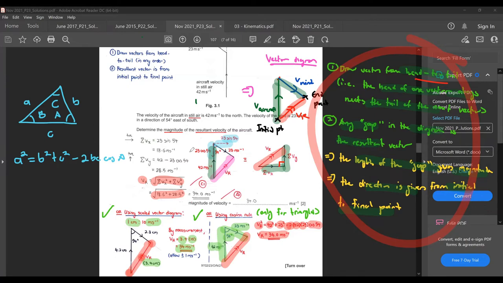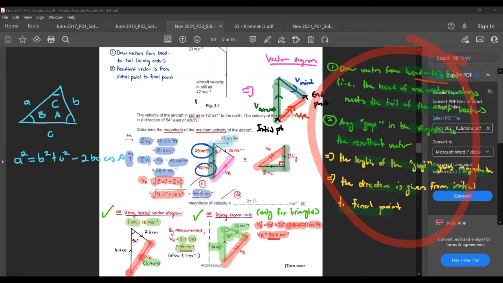So in my case, my sum of horizontal velocities is only going to be 23 sine 54, giving me 18.6. But when it came to the vertical velocities, I have to consider 42 meters per second and 23 cos 54 meters per second. So just assume a direction that is positive for you. In my case, I assume up is always positive. So it's 42 minus 23 cos 54, giving me 28.5. So I just use the Pythagoras theorem for the hypotenuse. I'm going to get the answer of 34.